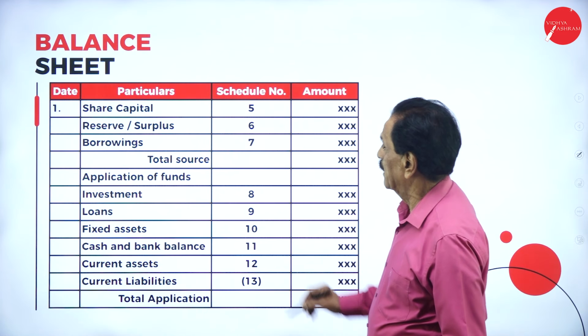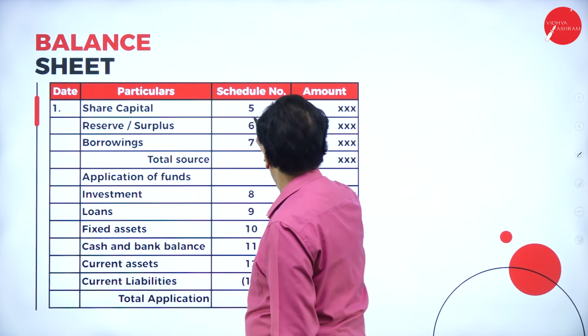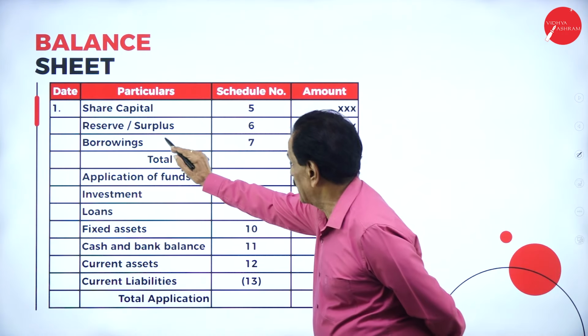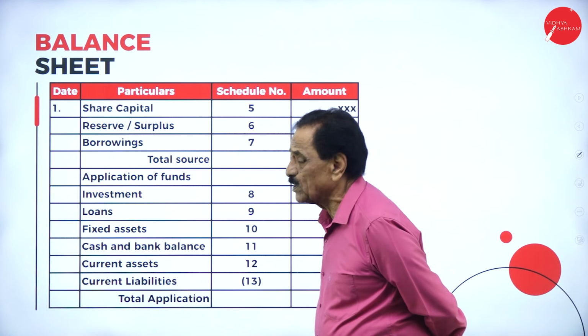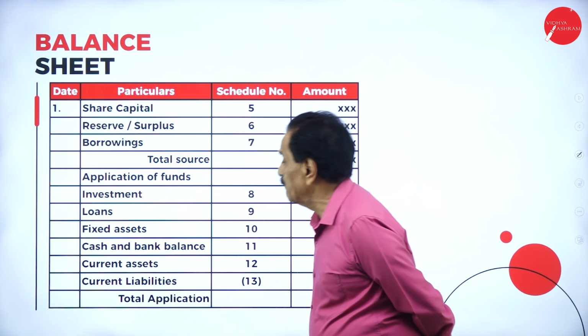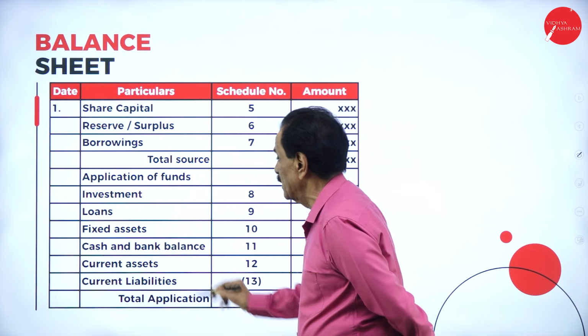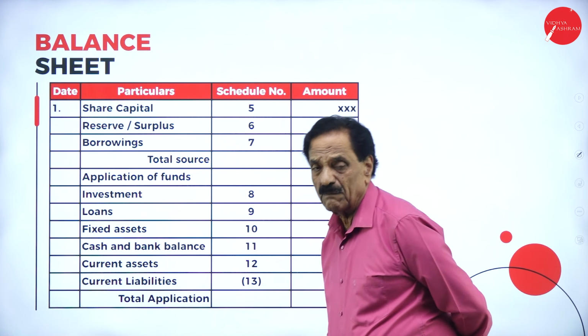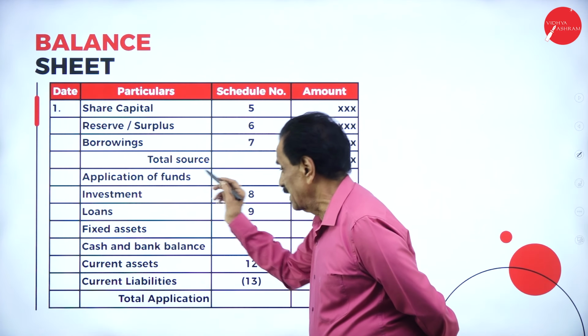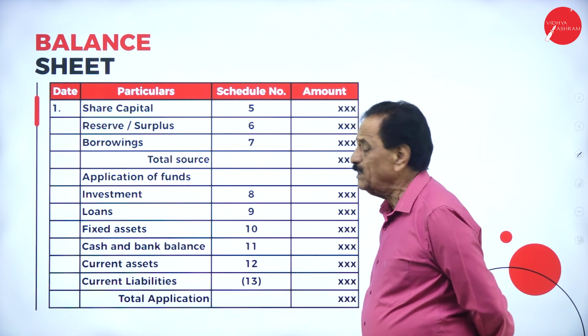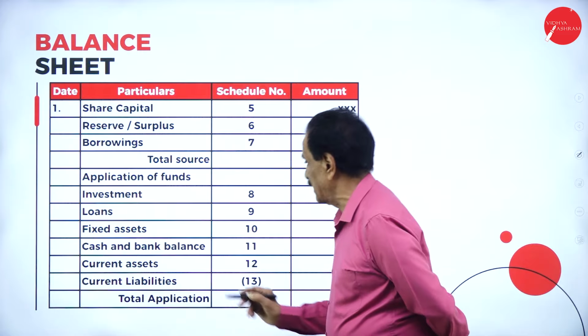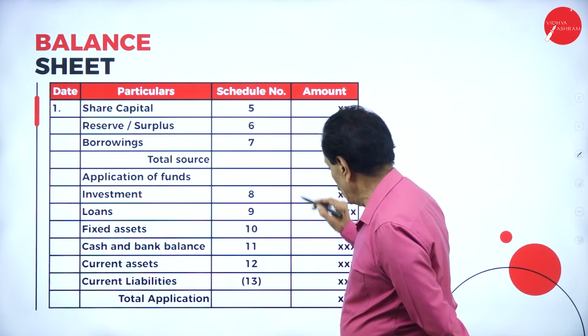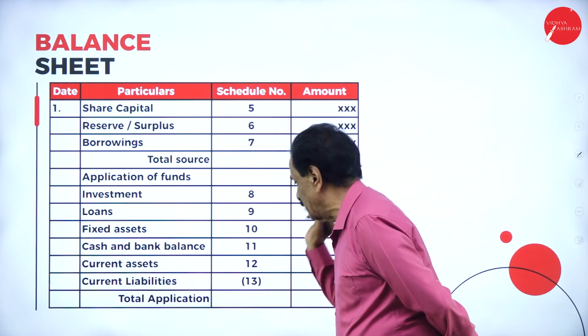Now, the balance sheet. Share capital, schedule number 5, reserve and surplus, schedule number 6, borrowing, schedule number 7. Application of funds: investment is 8, loans is 9, fixed asset, then cash at bank balance and current asset. So, liability should be equal to asset. This is only a liability item.